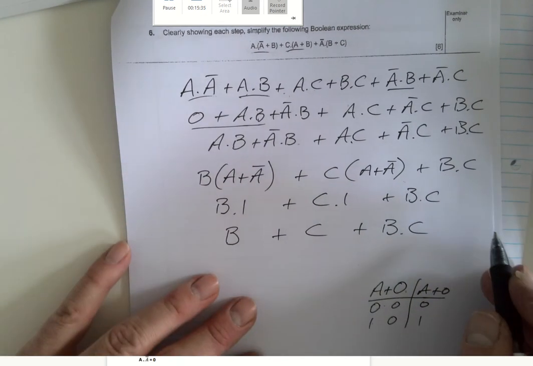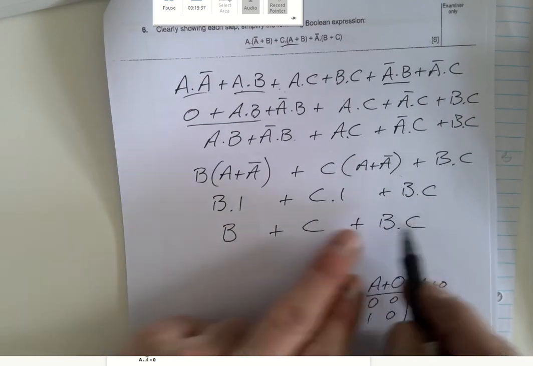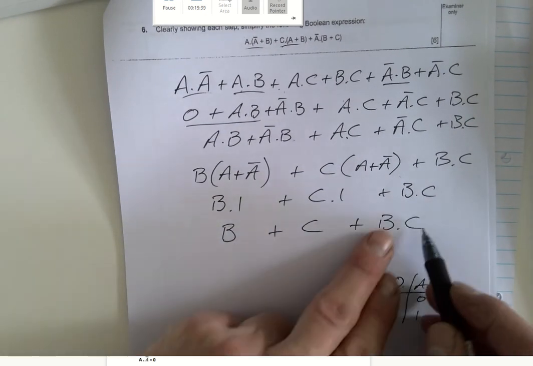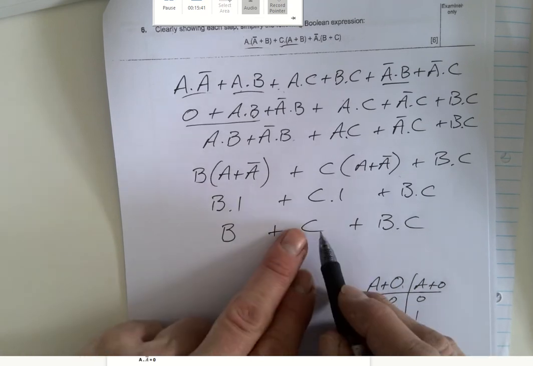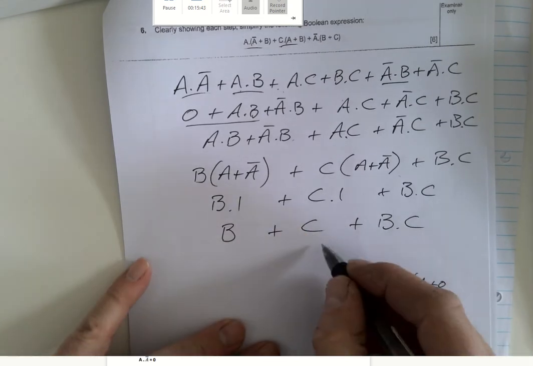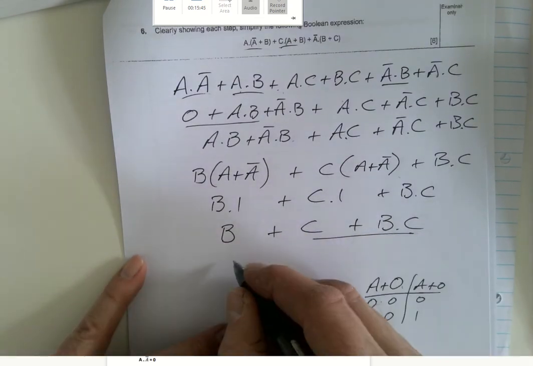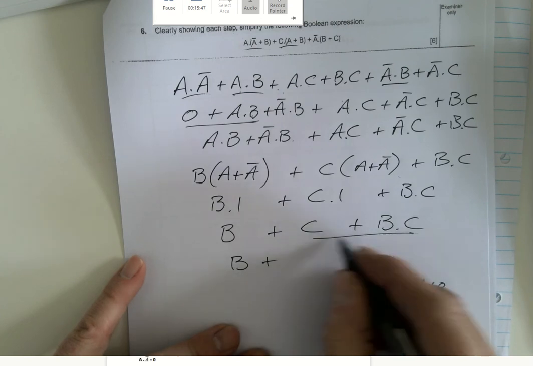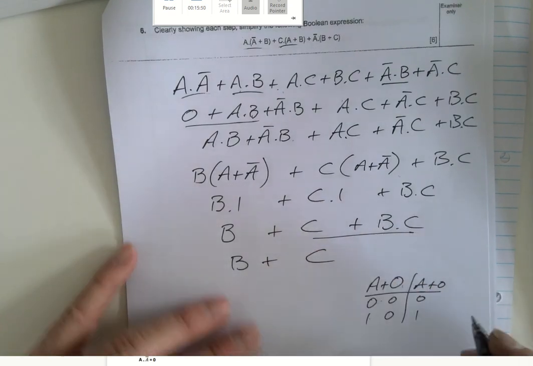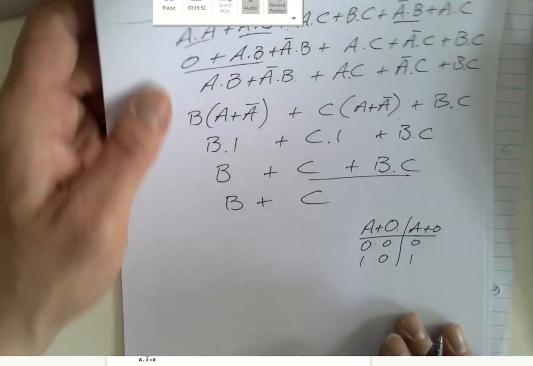Now it doesn't matter which way round I do it. I can bring the BC over here and do B or BC or C, or do C or that. In essence, the absorption law is going to work here to say B or BC is going to simplify down to C. Alright, that's the absorption law.